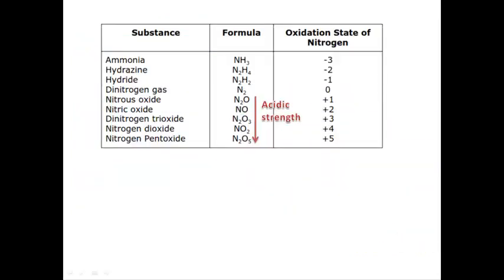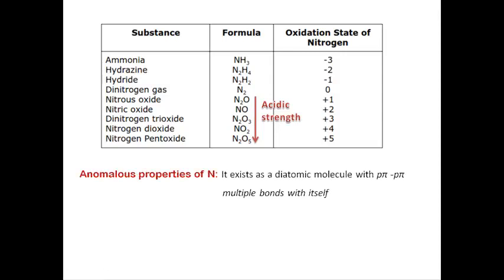These are some of the compounds of nitrogen with the different oxidation states. Ammonia with the oxidation state of nitrogen as -3, hydrazine as -2, hydroxylamine as -1, dinitrogen as 0, nitrous oxide, nitric oxide, dinitrogen trioxide, nitrogen dioxide, nitrogen pentoxide, where the oxidation states will increase from 1 to 5. In oxides of nitrogen, nitrogen shows only the positive oxidation state, and as the oxidation state of nitrogen atom increases, the acidic strength also increases.